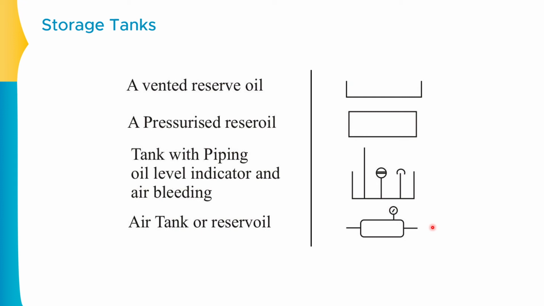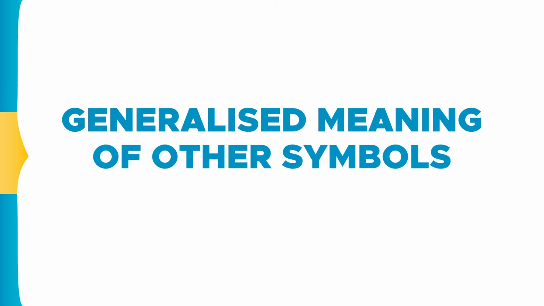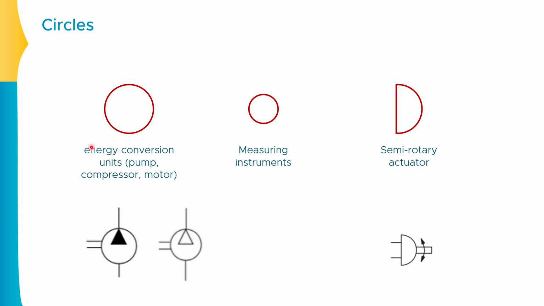So alternatively it can be used as an oil reservoir also. Clear? So these are the various symbols of the storage tanks. Now at the end, let us check out the generalized meaning of the symbols that we are going to understand in the upcoming videos. The very first set of symbols will be the circles.